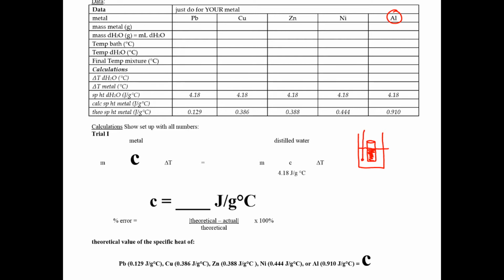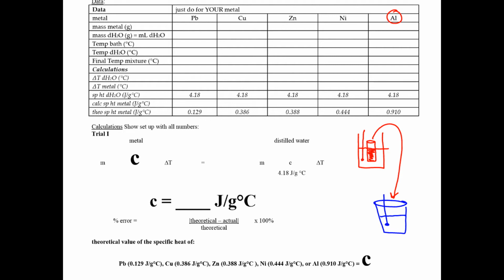And then you had a styrofoam cup, and inside the styrofoam cup you had a specific amount of water. And then you took this hot metal and you added it to the cold water. And before you did that, you took the temperature of the water before, and then you took the temperature of the water after. So let's suppose that my data looks like this.